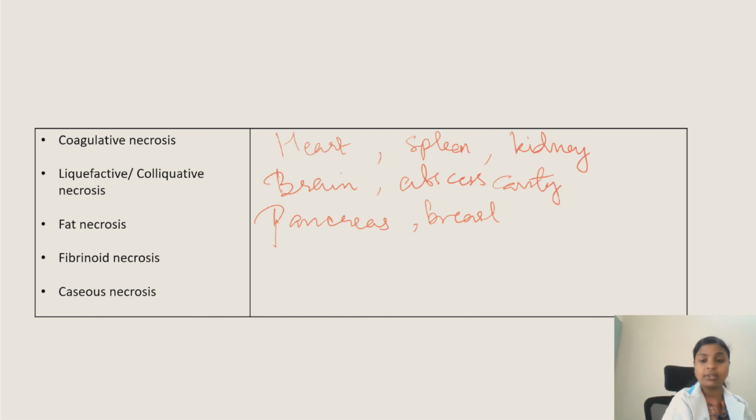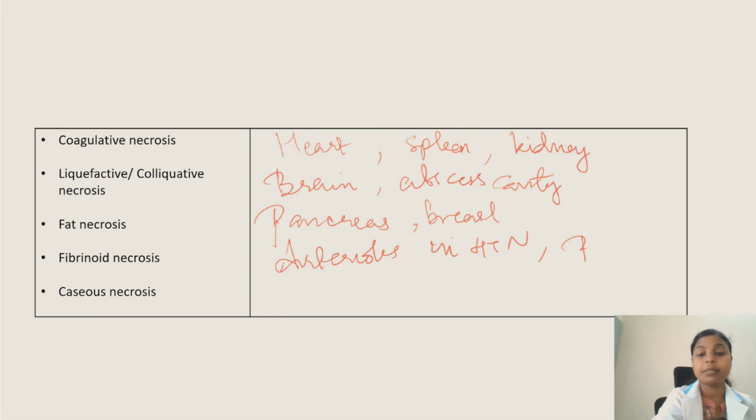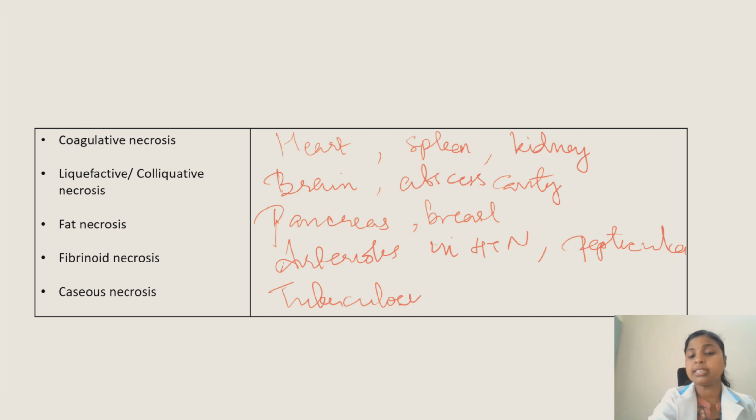Then fibrinoid necrosis is seen in arterioles, in hypertension, peptic ulcer. Okay, then caseous necrosis is seen in tuberculosis. So these are the various types of necrosis. Which are they? So coagulatory necrosis is seen in heart, spleen and kidney. The liquefactive or colliquatory necrosis is seen in brain, abscess cavity.